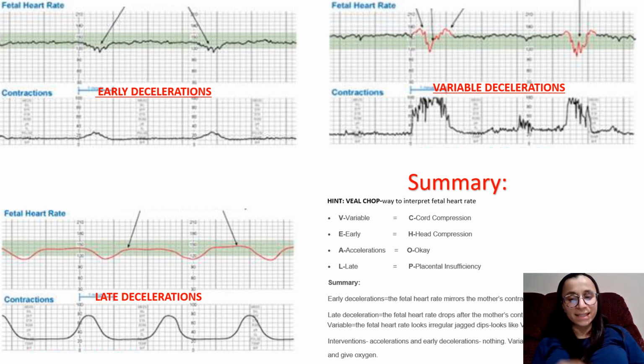The problem is decelerations, like you see over here in the back. Decelerations are a decrease in fetal heart rate below the baseline where you want it to be. There are 3 different types: early decelerations, variable decelerations, and late decelerations. Over here is a hint: it says VEAL CHOP. Variable means that the cord is being compressed. E stands for early. Early deceleration means the head is compressed.